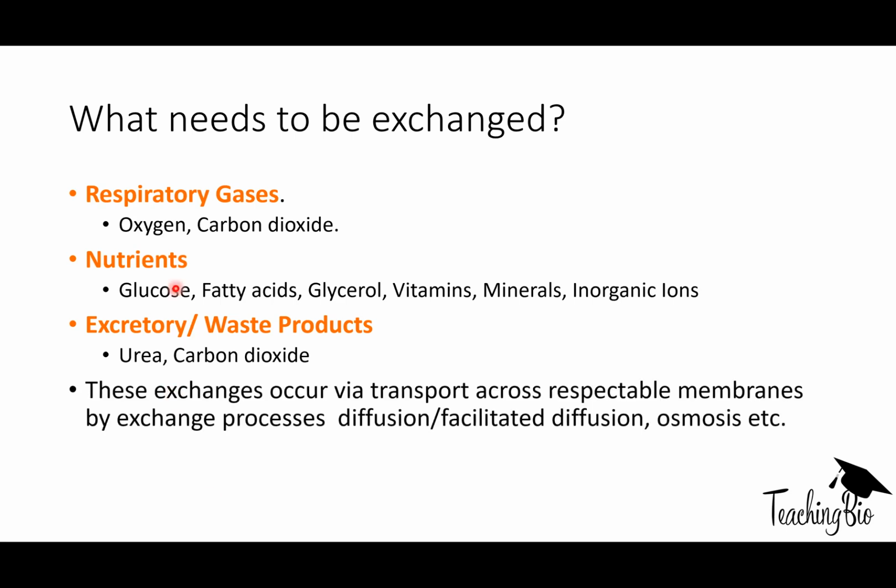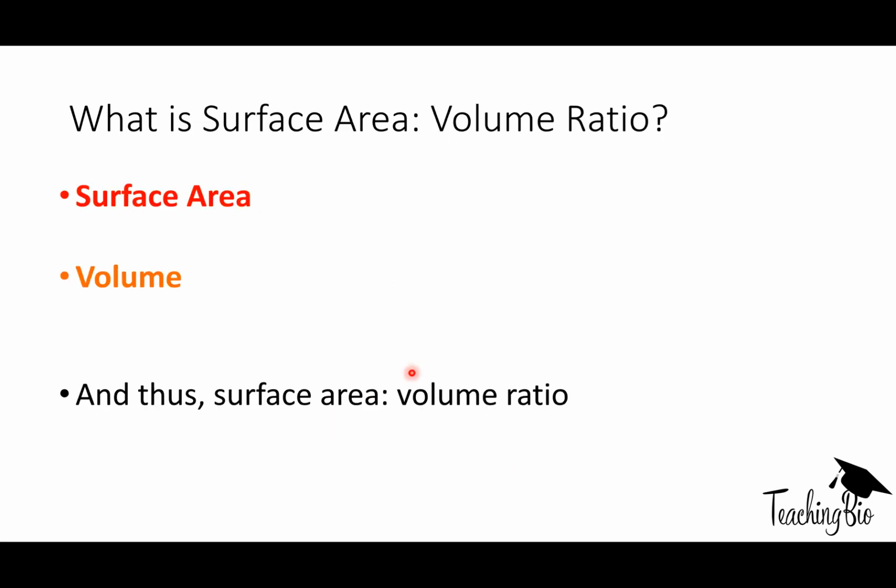So how do these exchange mechanisms occur? Well, they occur by transport mechanisms across whatever relevant membrane it might be. So for example, in the alveoli, in terms of human gas exchange, or across the gill lamellae, if we're talking about fish. And these all have their different respective mechanisms involving a mix of diffusion, active transport, facilitated diffusion, osmosis, etc.